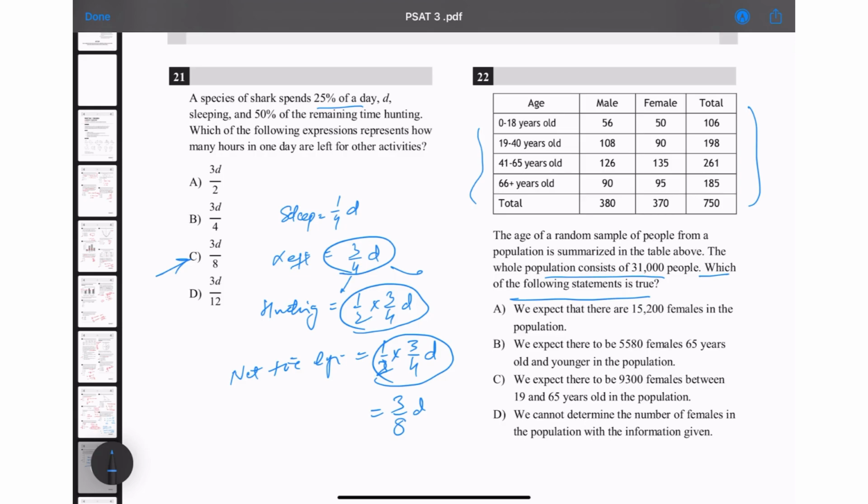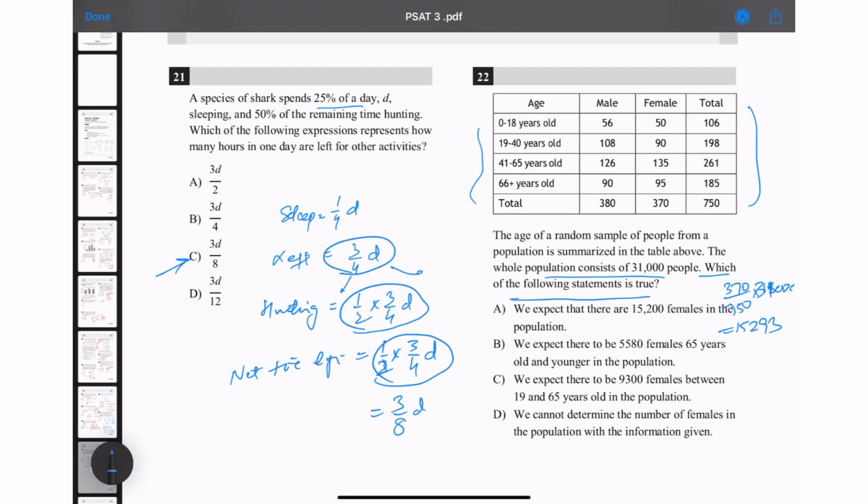So if we take 370 over 750 times 31,000, it is basically 370 divided by 750 times 31,000. This gives you 15,293, which is very close. Let us see the others.